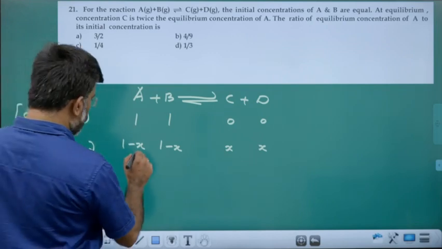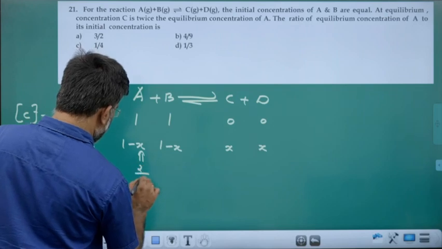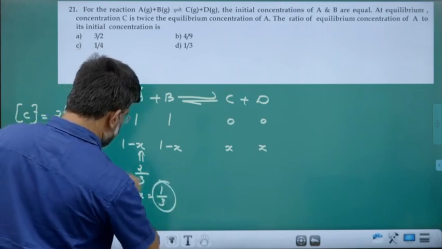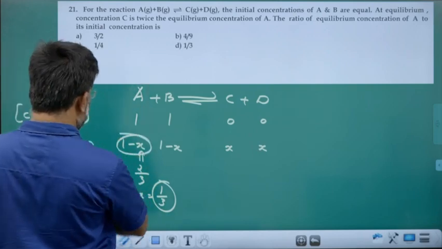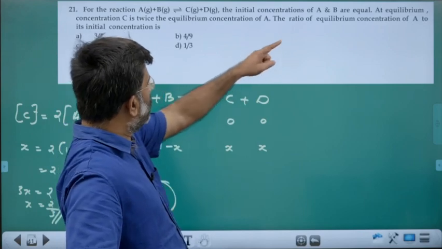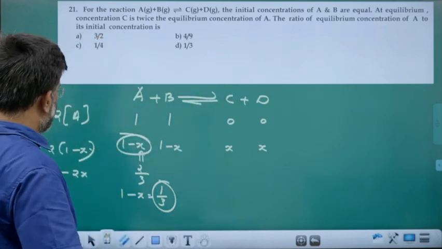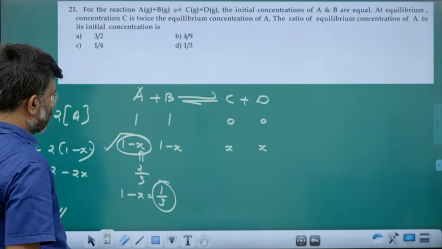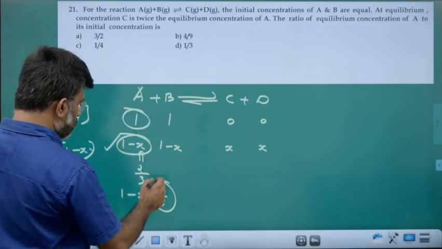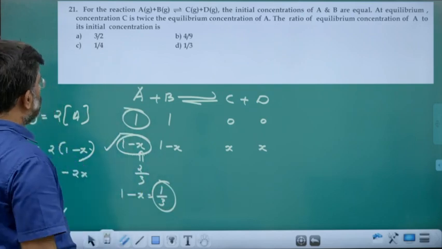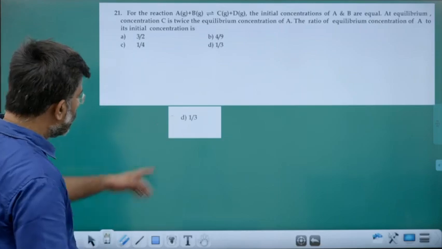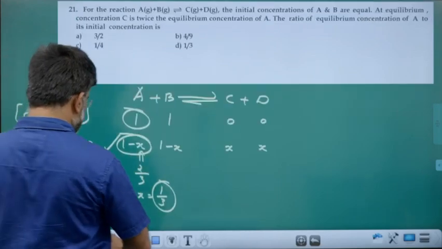So X is equal to 2 by 3. Therefore, 1 minus X is equal to 1 by 3. What we want to find out is the ratio of equilibrium concentration of A to the initial concentration. The ratio of this and this, that is 1 by 3 is to 1. That is 1 by 3. Option D. Yes, option D.